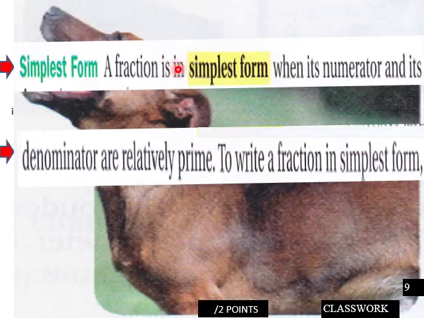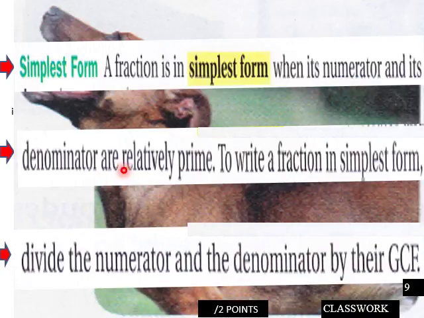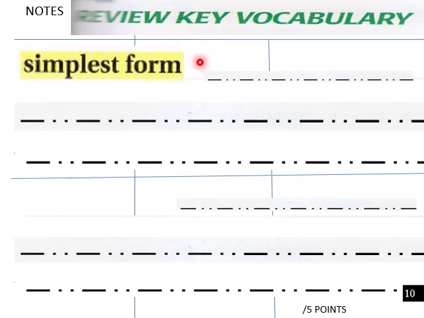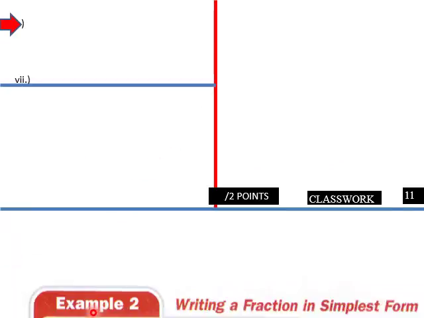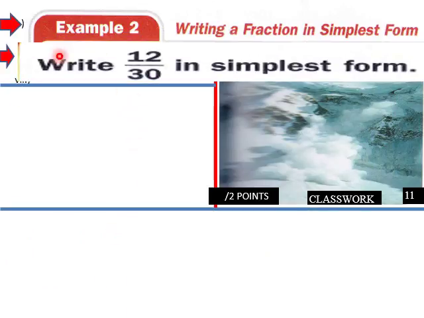Simplest form: a fraction is in simplest form when its numerator and denominator are relatively prime. To write a fraction in simplest form, divide the numerator and denominator by the GCF. Students, in your own words, define simplest form now. Let's go into example 2, writing a fraction in simplest form.